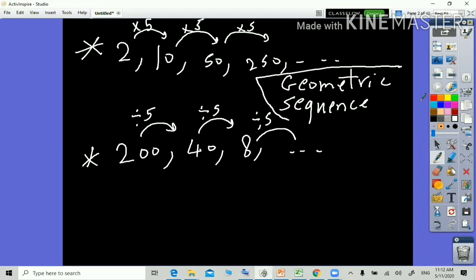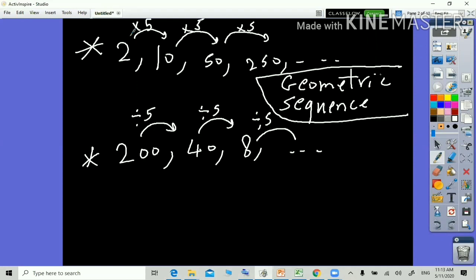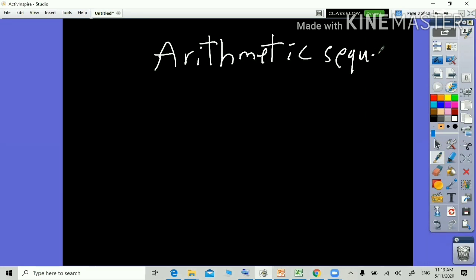This is the difference between the names: an arithmetic sequence means each time I add or subtract. A geometric sequence means each time I multiply or divide. We'll study those this week and the next week, arithmetic sequence and geometric sequence. What are we going to study today? Arithmetic sequence. Okay, we'll study that today.